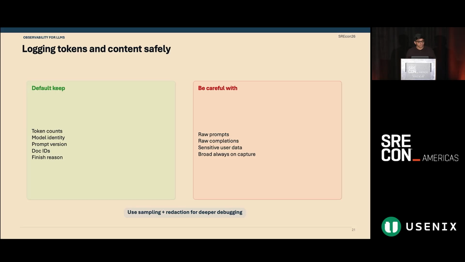Let's talk about safe logging. By default, we should log metadata and counts. For instance, token counts, model identity, prompt version, document IDs, finish reason. But we should be careful when logging raw prompts, raw completions, and sensitive user data. We should employ sampling and redaction to ensure that we are not logging sensitive user data.